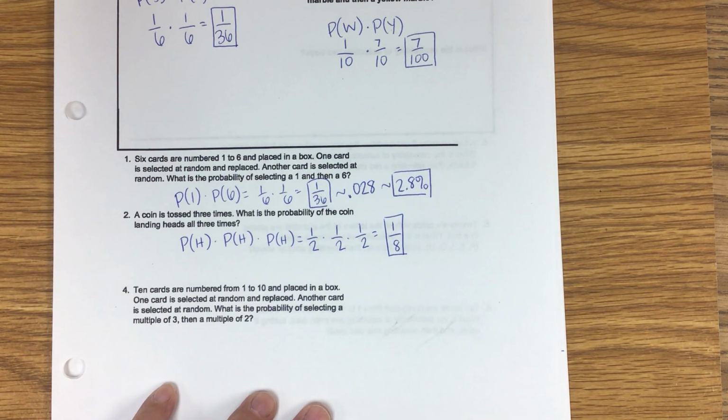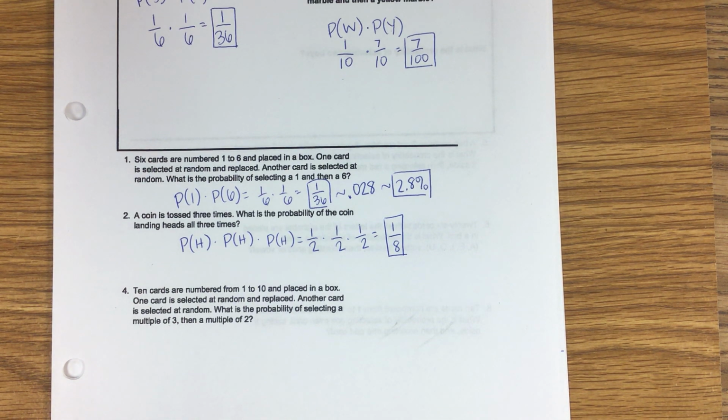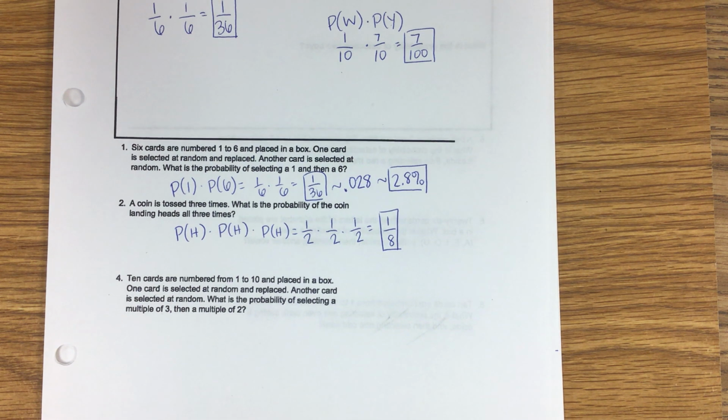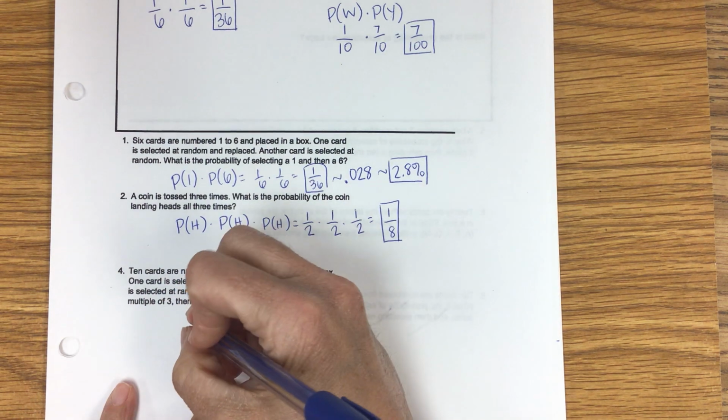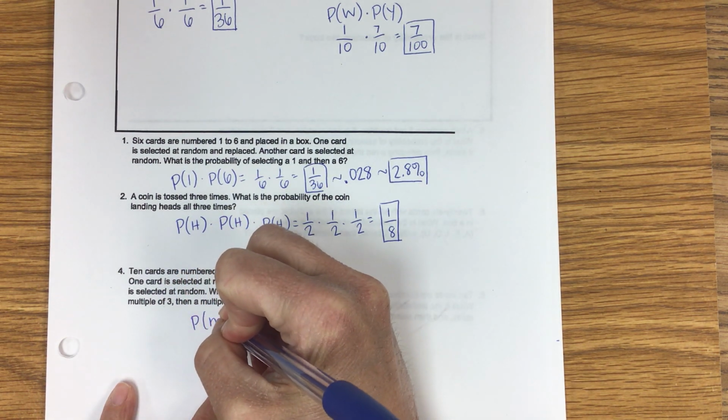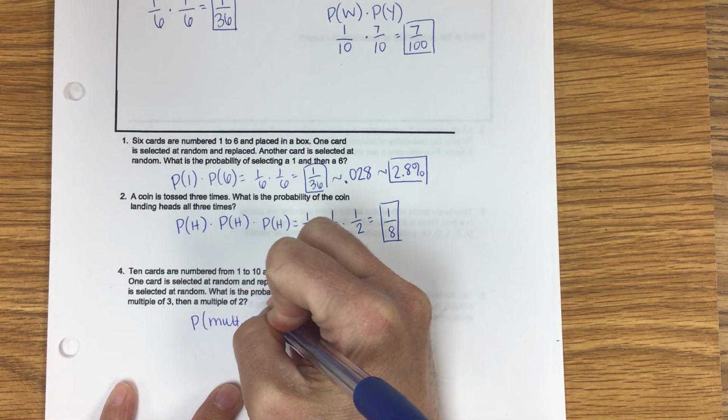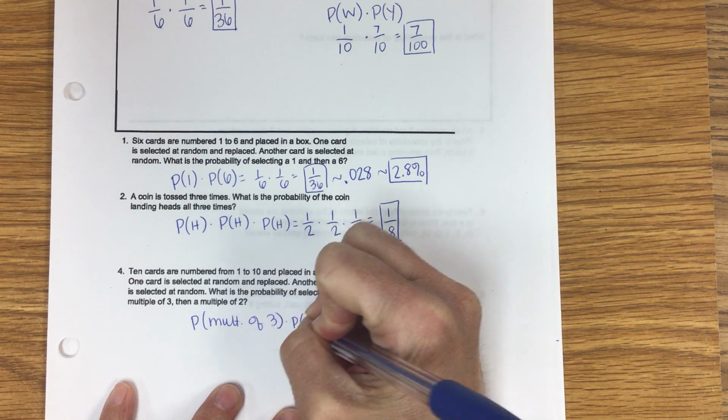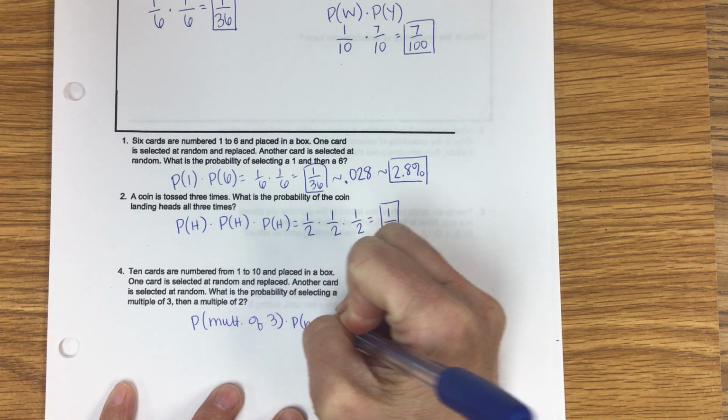Last, 10 cards are numbered 1 through 10 and placed in a box. 1 card is selected at random and replaced. Another card is selected at random. What is the probability of selecting a multiple of 3 and then a multiple of 2? So probability of multiple of 3 times probability of multiple of 2.